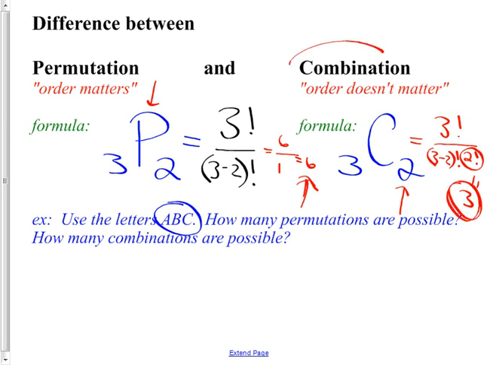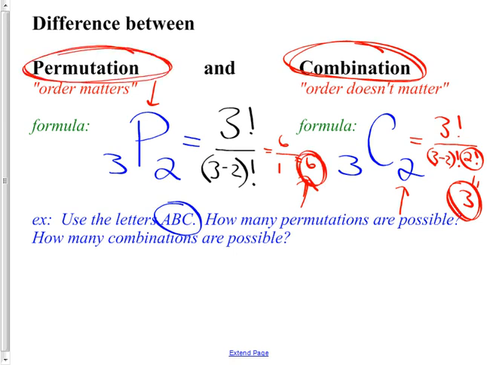There are 3 combinations, and there are 6 permutations when you had 3 letters and you were picking out sets of 2. All right, let me show you a few more examples on that one.